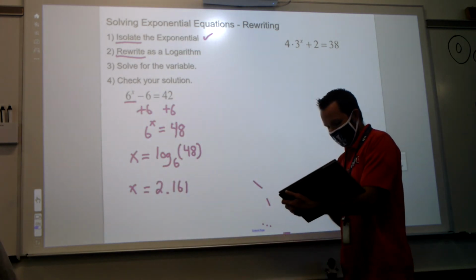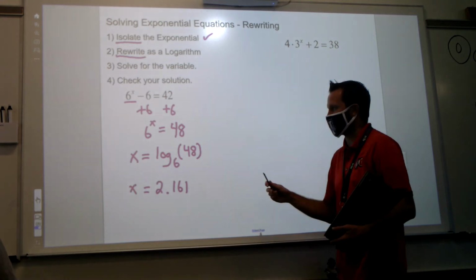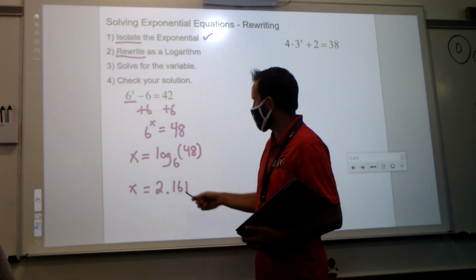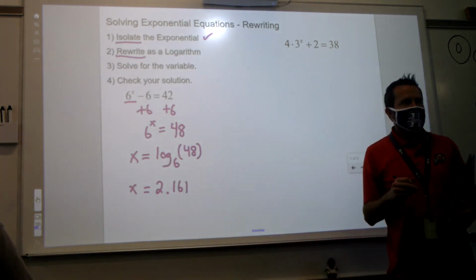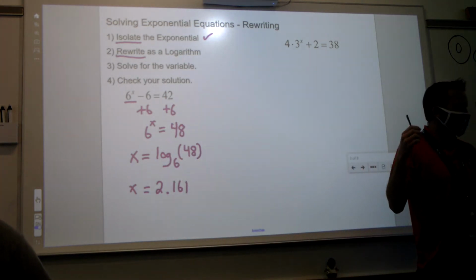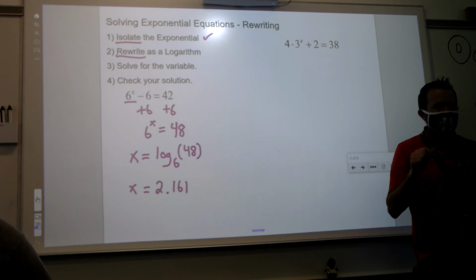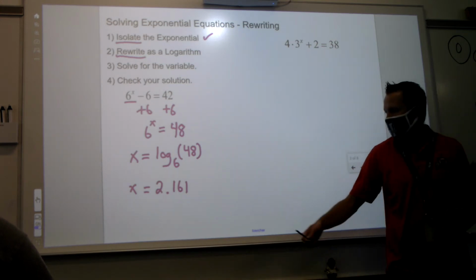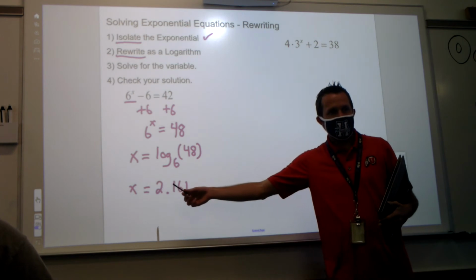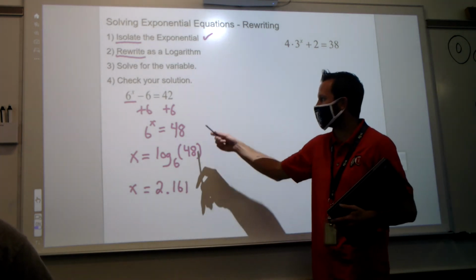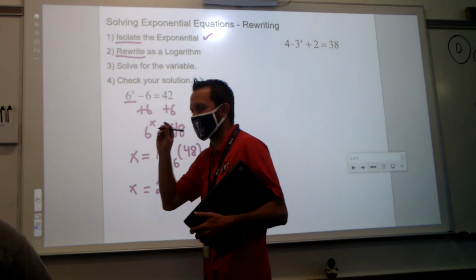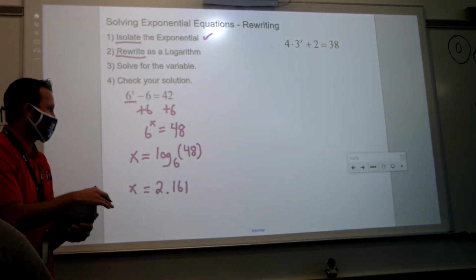So now what I would do is I'd go back to the beginning and I would check that. I would do 6 raised to 2.161 minus 6 equals 42. Now when I actually go and plug it in, it's going to be off just a little bit. Why is it going to be off just a little bit? Well, did we round here? This number just kept going and going and going. We said, I don't want to write down the whole thing. So by rounding, my answer will be off just slightly, but I expect that to happen.